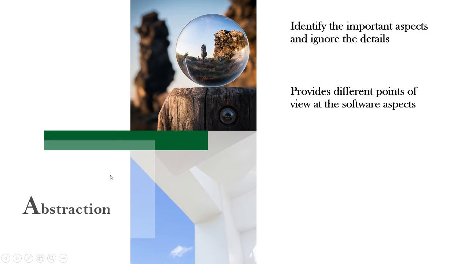The third principle is abstraction. This principle is to identify the important aspects of the system or program and ignore the details. In order to identify the important aspects, it requires looking at the system from different perspectives or just different points of view in general.